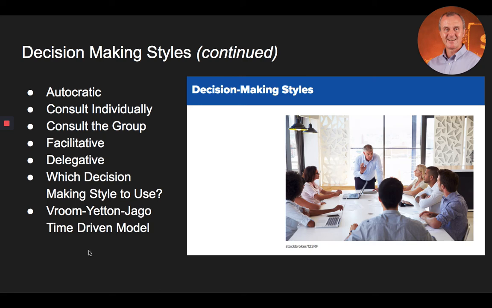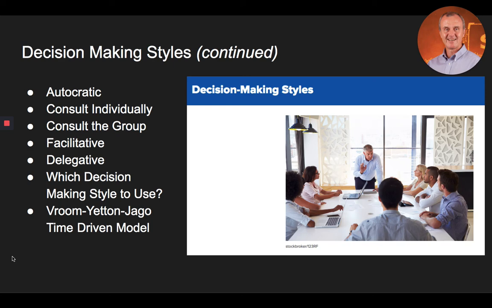Finally, there is the delegative style. A manager who uses a delegative decision-making style passes responsibility for making the final decision to the subordinates. With this style, the manager minimizes involvement in the decision-making process and gives up control of the decision.